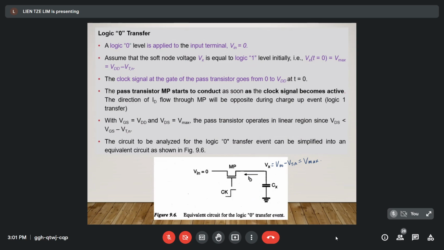With VGS equals VDD and VDS equals Vmax, the pass transistor operates in the linear region, since VDS is lower than VGS minus the threshold voltage. This circuit is analyzed for the logic 0 transfer event. This is the simplified equivalent circuit for the logic 0 transfer.